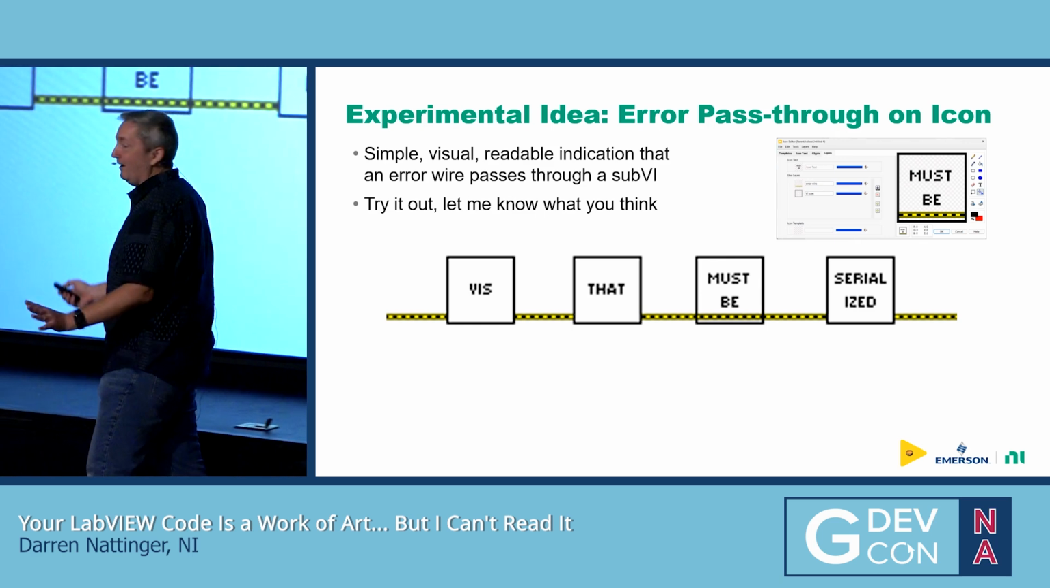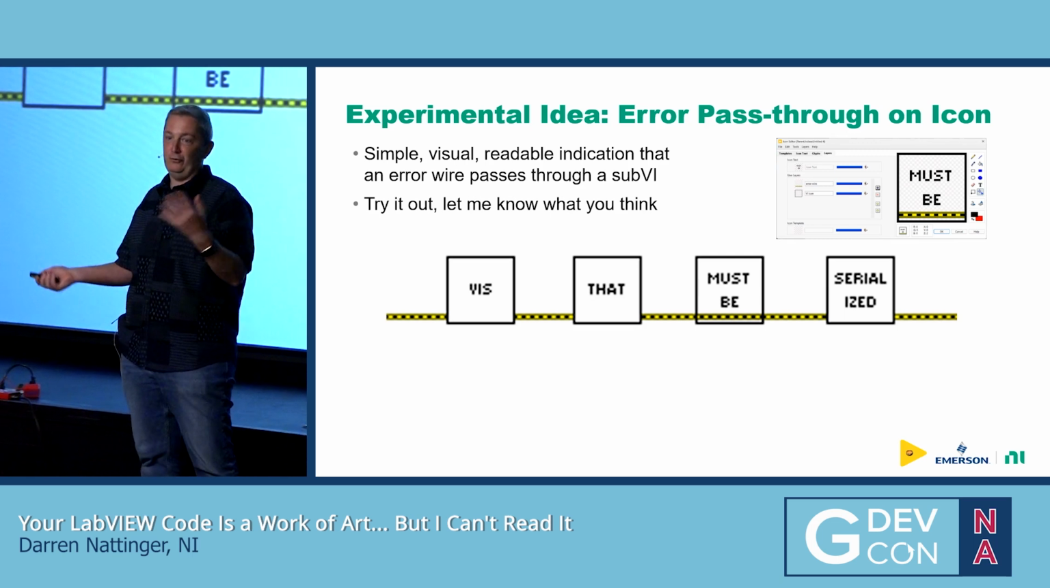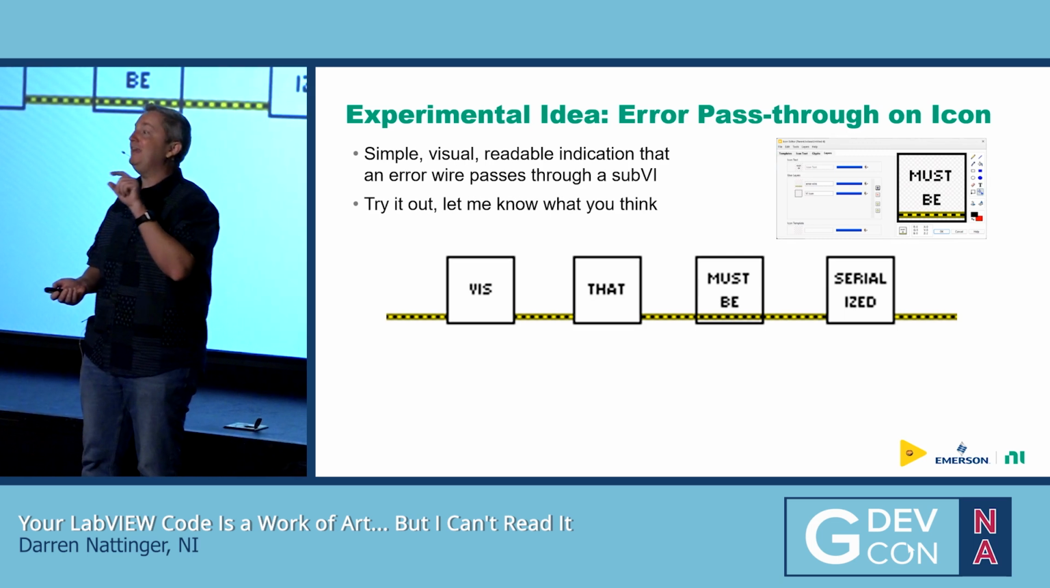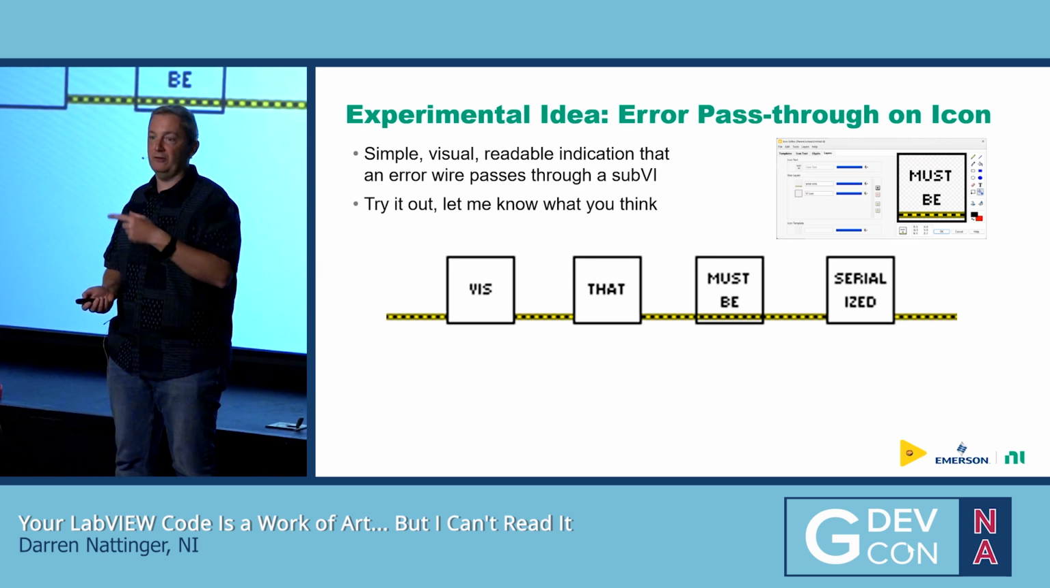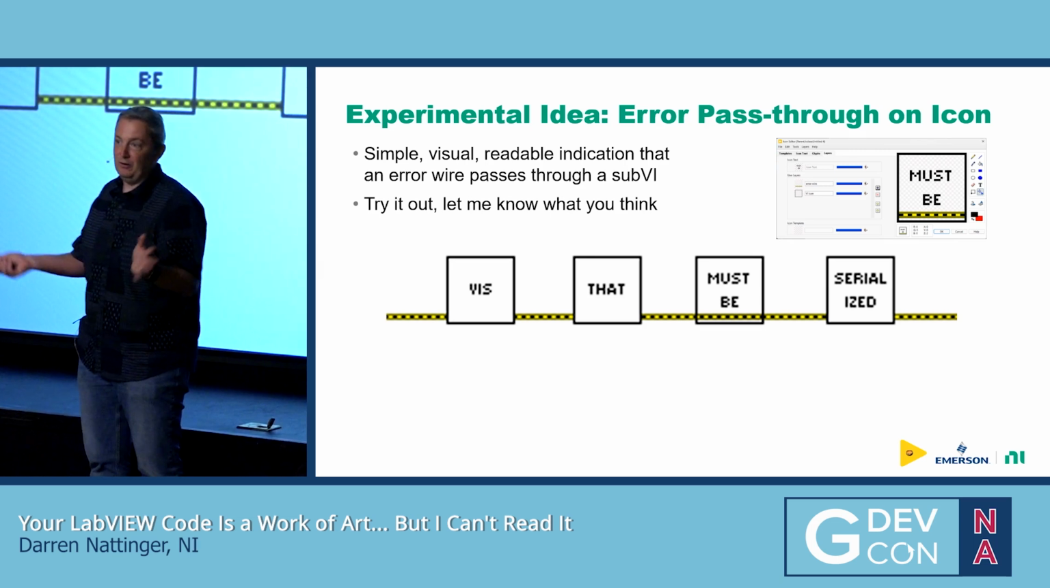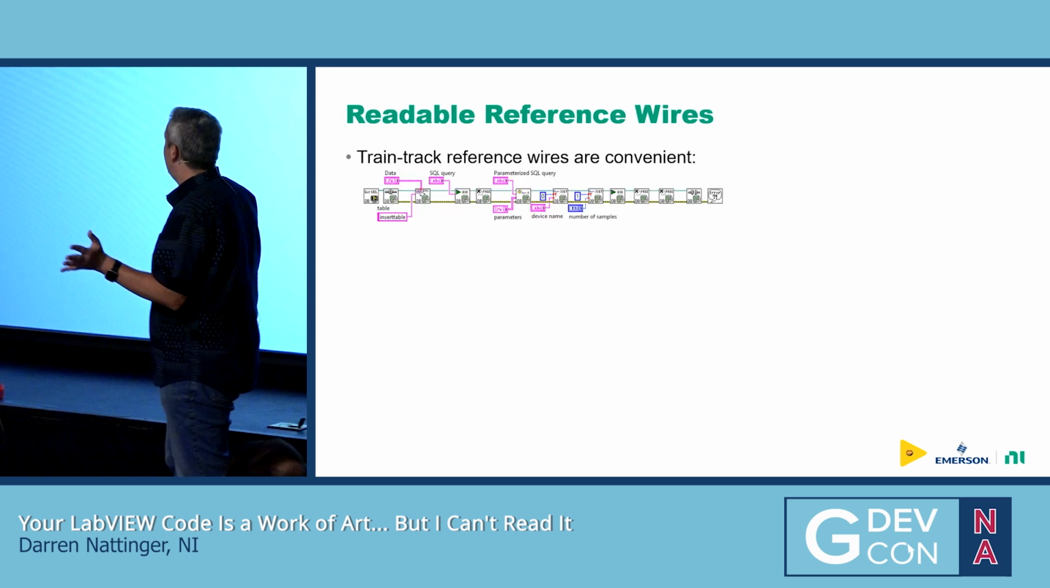All right. So anyway, if you've got your own ideas about how to signify to me that I'm reading your diagram, and the only purpose of that error wire is serialization, do that. Let me know. Maybe we can come up with something better.